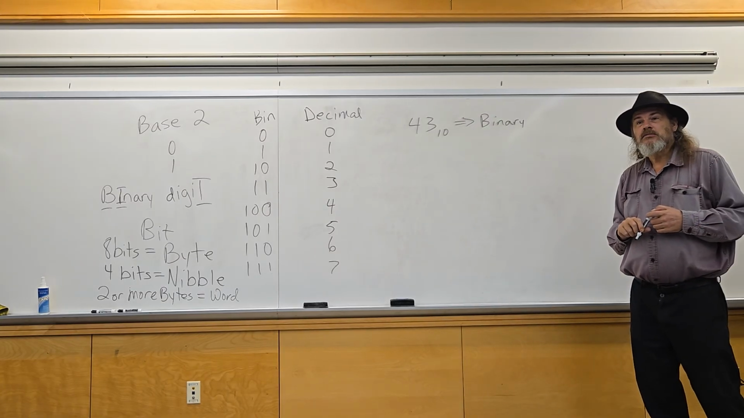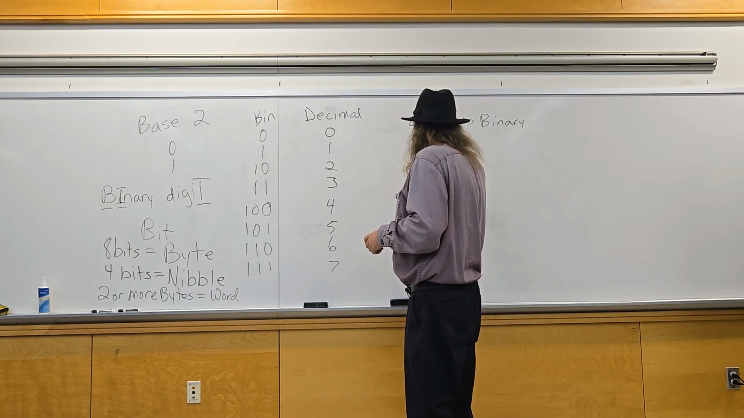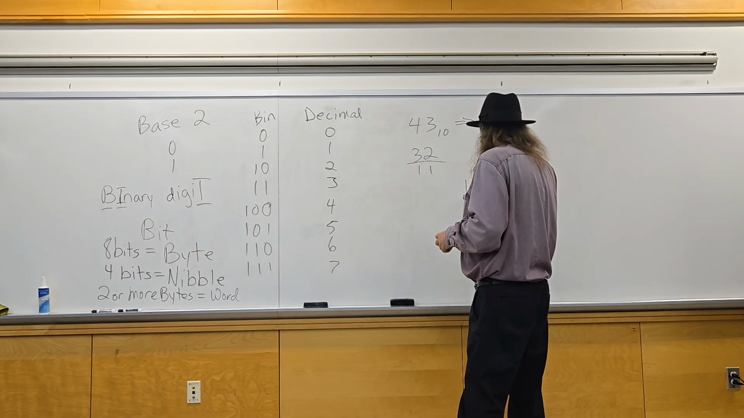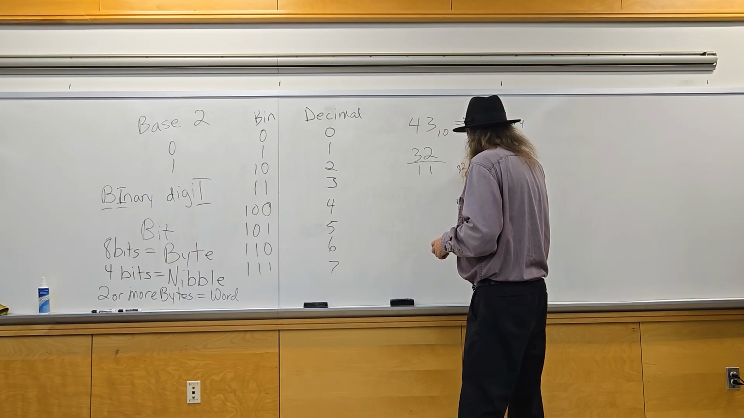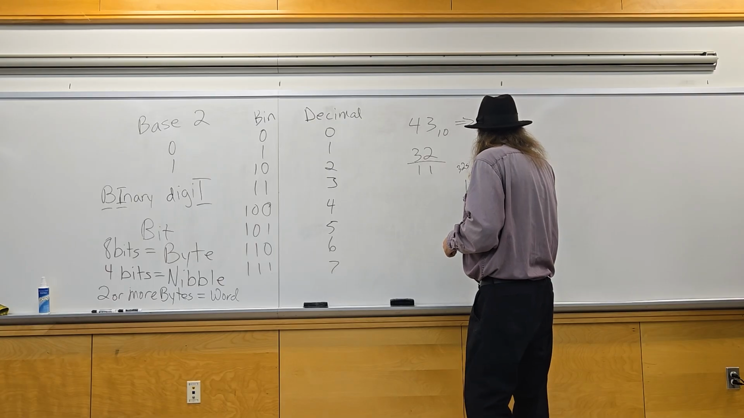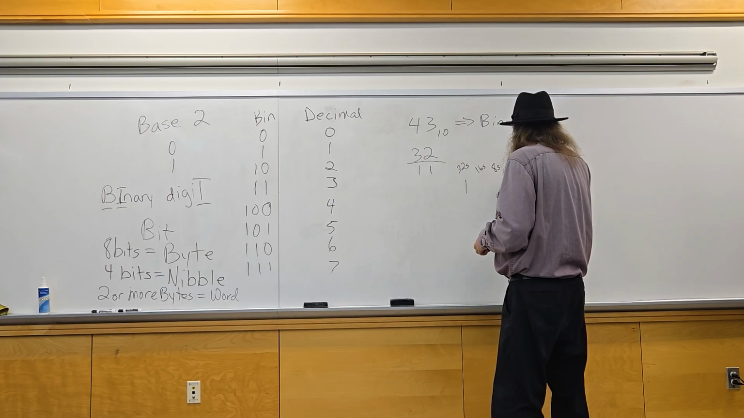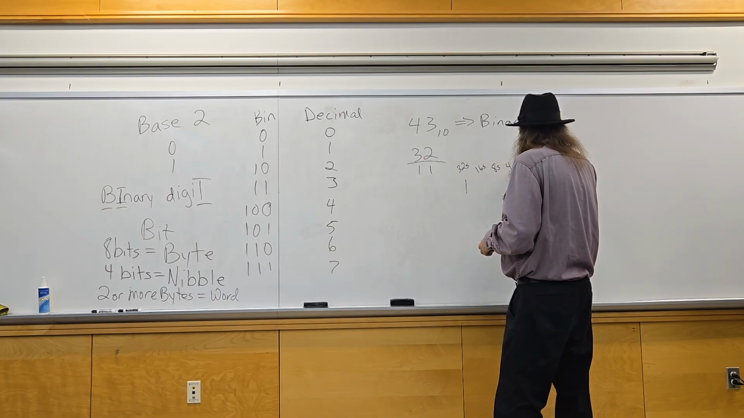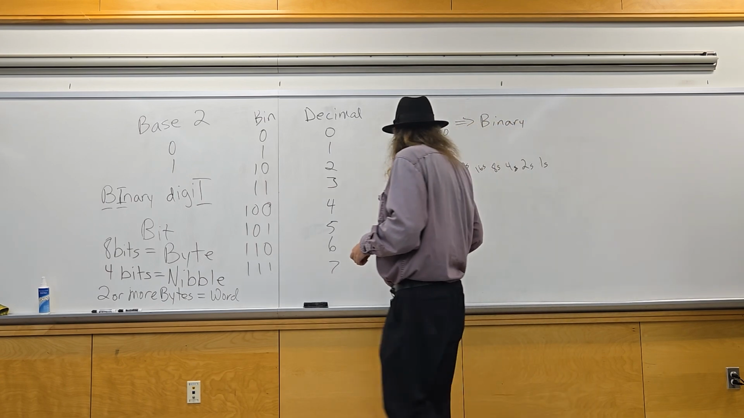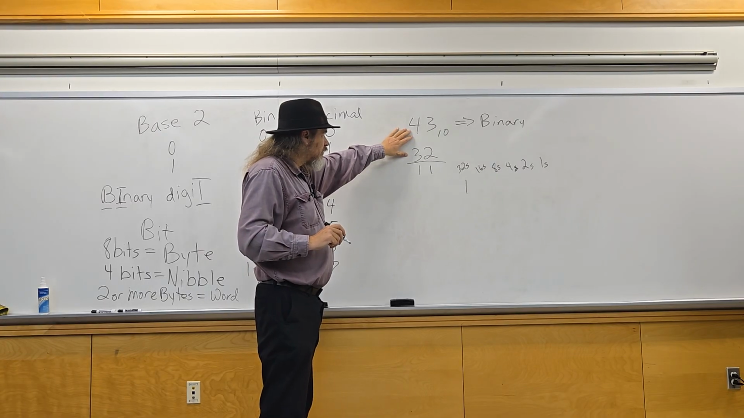What's the value of that? 32, yes. So 32, subtract that, and that's 11, right? You put 1 in the 32's position, and you have the 16s, 8s, 4s, 2s, and 1s. So you put a 1 in the 32's position, you subtract 32 from your original 43, and you get 11.